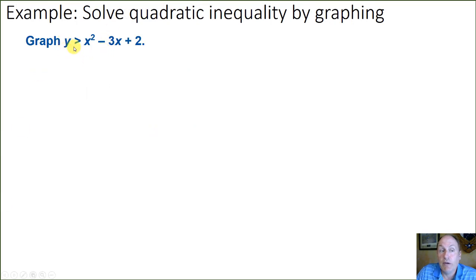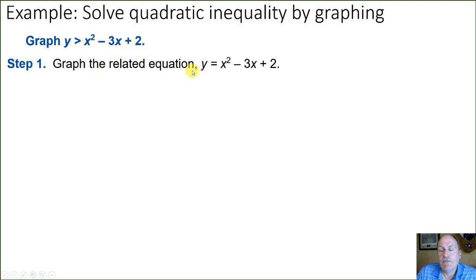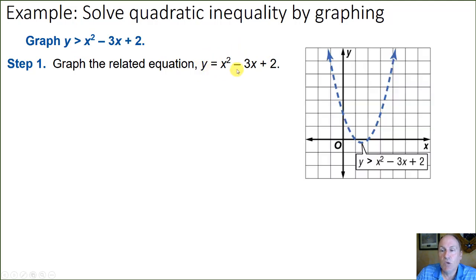So here we have two variables, y and x. We're looking for the solutions to y greater than x squared minus 3x plus 2. So we're going to graph the related equation. We're going to turn this greater than sign into an equal sign and then solve this equation. And we're going to graph that. When we graph it, we get the parabolic shape of the quadratic.